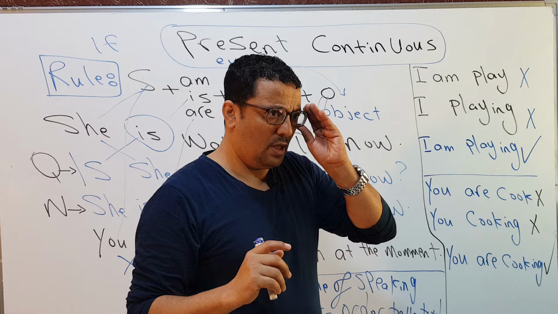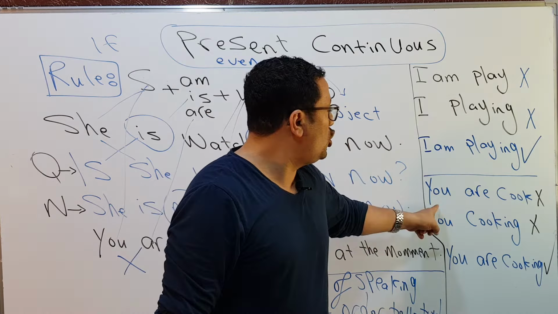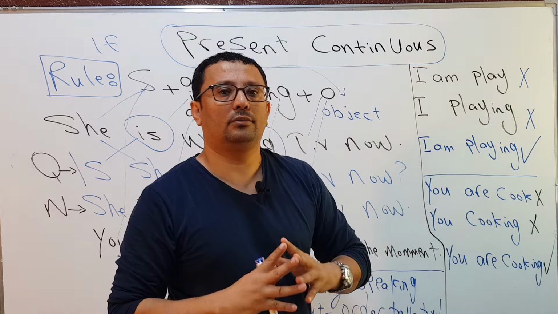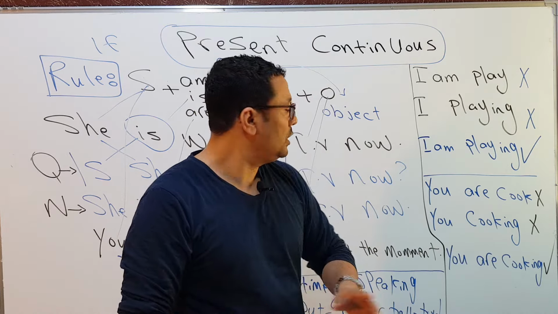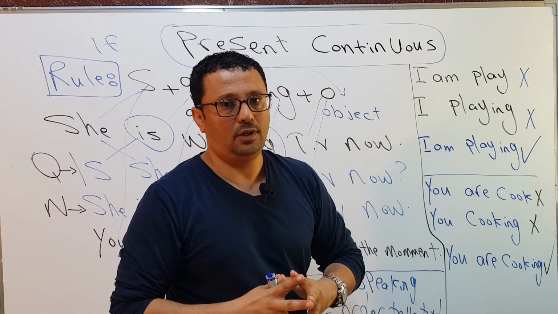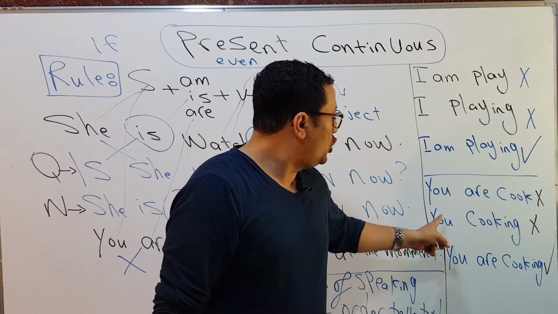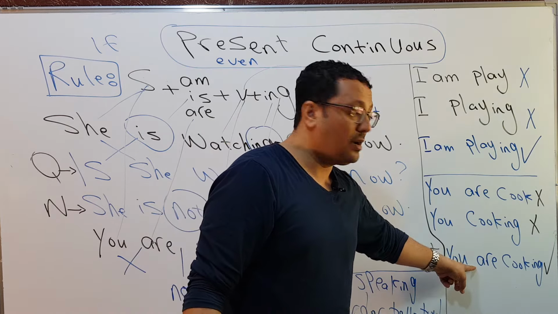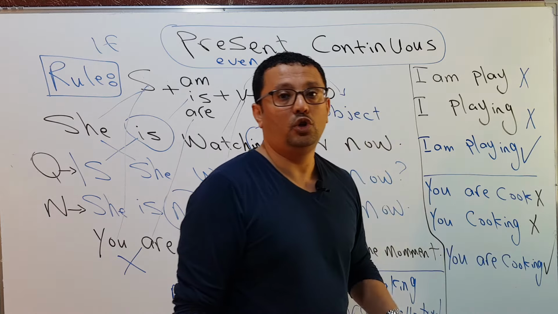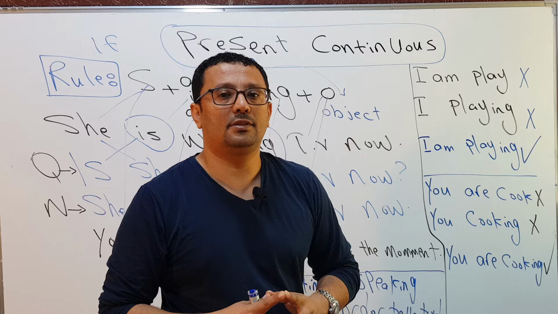Can I have one more example, Mr. Murad? Yes. You are cook is wrong. You cooking is also wrong. So what's the correct answer? You are cooking, with am, is, are and the verb with ing. This is the correct sentence.